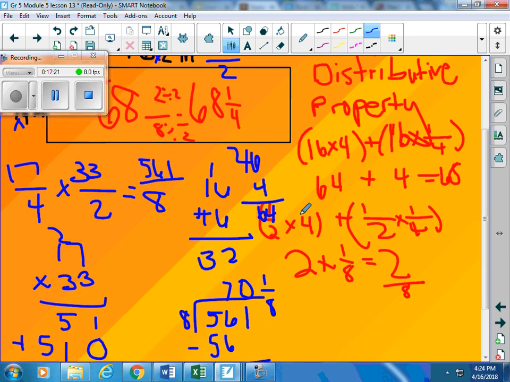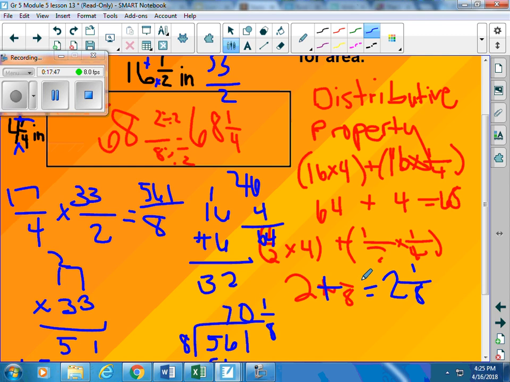Oh, do you see what I did already? All right, so I had 2 plus 1/8. I wrote that sloppy and it looked like a multiplication. So this here is actually 2 and 1/8. Oh, good thing I tried this both ways, because then I caught my mistake. So even though it's taken me longer, I would have gotten this problem wrong. So now I have 68 plus 2 and 1/8. So that would be 70 and 1/8.